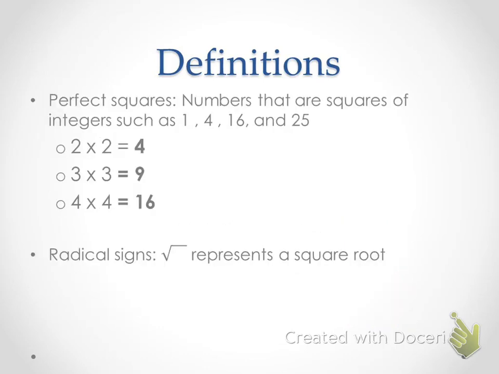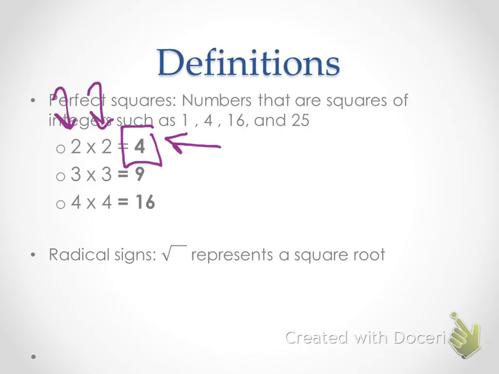Now we need to talk about perfect squares. Perfect squares are numbers that are squares of integers, such as 1, 4, 16, and 25. If you can multiply a number by itself to get another number, that number is the perfect square. So 4 is a perfect square because I can multiply some number by itself to equal 4. Same thing with 9 and 16. Can somebody give me another example of a perfect square?